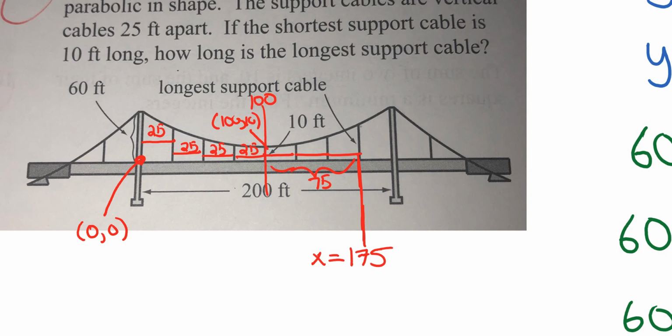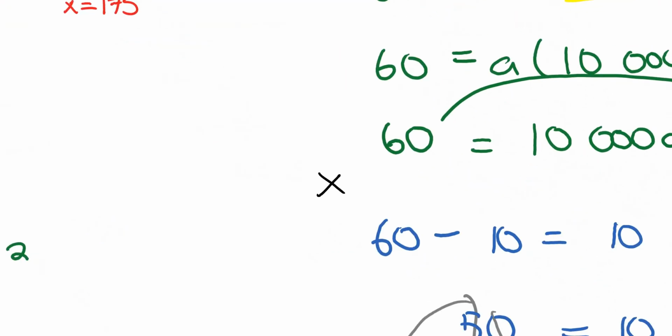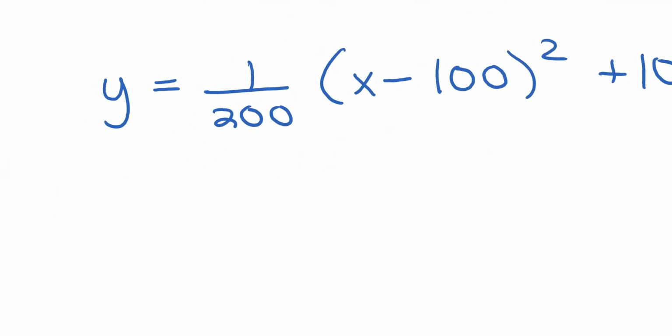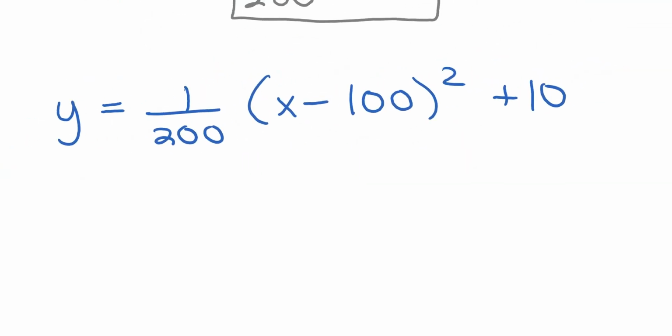And the question is asking you, what is this height right here? So this point is 175, comma, question mark. That's what we're trying to find, this question mark. So basically I'm going to take this value right here, 175, and plug it back into my original equation that I found at the very bottom here. Here's my equation, and in order to finish this question off, Jacqueline, we just plug in 175.